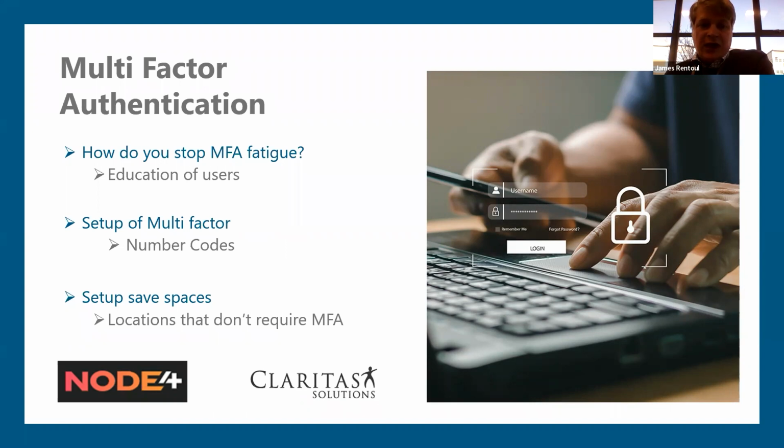Other options are to set up safe spaces. So I would recommend that these are offices where people have already gone through security, they've used their pass to get into your building, they've logged on to their machine within that building, they've already passed their security. So you could then set up that as a safe space so they don't need to use MFA while they're in that space. But as soon as they're out the office or out any of your locations, then they're going to have to MFA to get in.